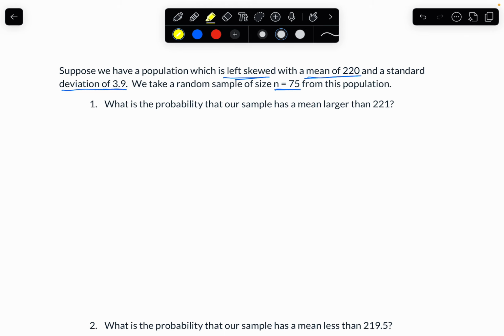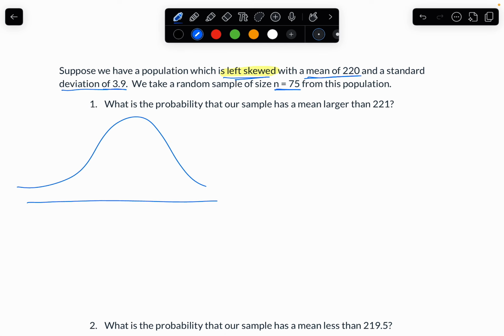Now, at first glance, this seems like a problem because we have something which is left skewed, and really the distribution we've talked about most up until this point is the normal distribution. We say, okay, if we had something which is unimodal and symmetric, right, our regular old bell-shaped curve, then I could answer this question. But if it's left skewed, then that means it doesn't look like our normal distribution, and we're going to run into a problem.